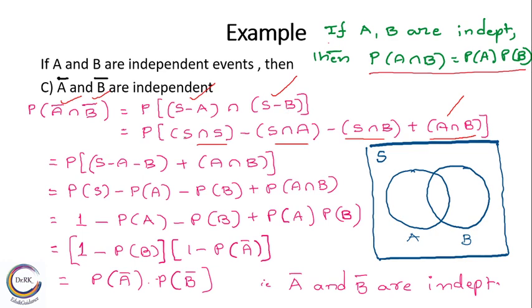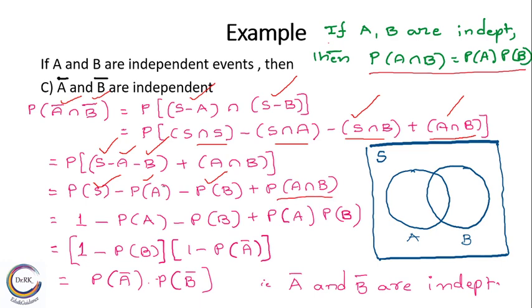Okay. Now S intersection S is nothing but S only. And as seen previously also, S intersection A is nothing but A only, and S intersection B is nothing but B only. Plus A intersection B as it is. Now we can separate this: P of S minus P of A minus P of B, and next is P of A intersection B.